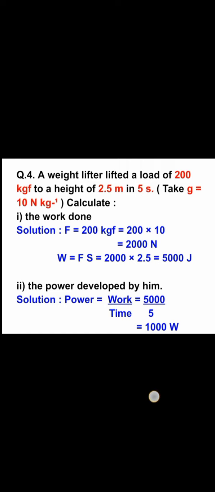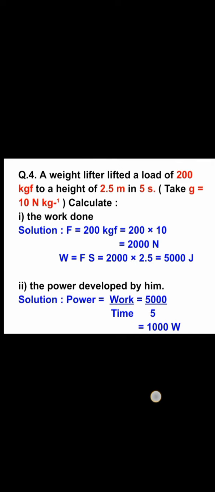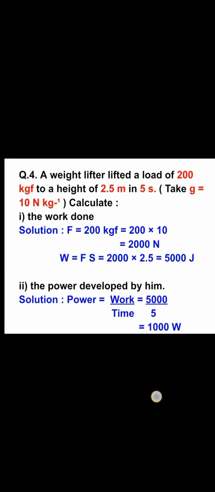Here the question is, load is given 200 kgf, height is 2.5 meter and time is 5 seconds. And g is equal to 10 Newton per kg. First part, to calculate work done. So F is equal to 200 kgf.